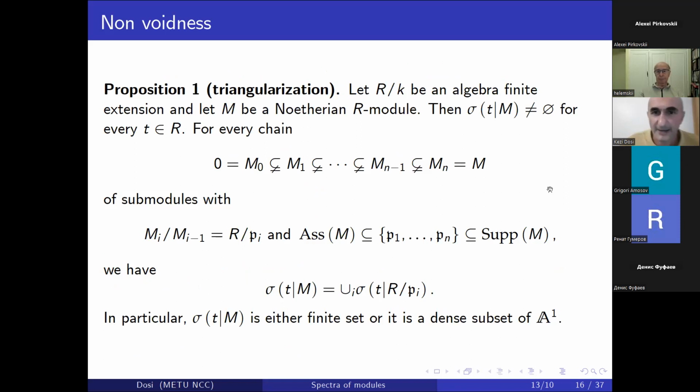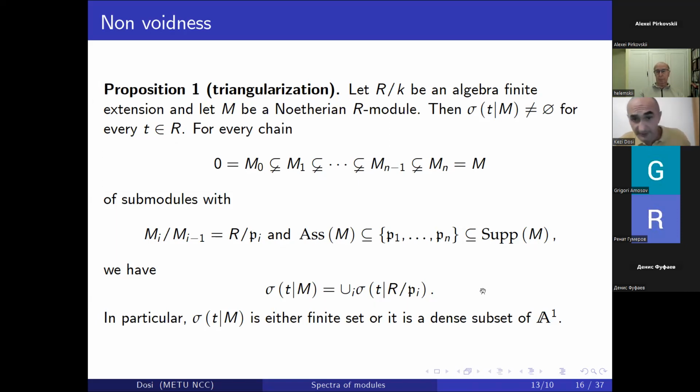Okay, let's turn back to the same result I told you about triangulation, modifying it a bit in the following sense. Look, R is again a finitely generated algebra extension of K, M a Noetherian R-module, T from R, then spectrum is never empty. That's good. How to calculate the spectrum, like in linear algebra? We can take this chain, whose gaps are R over Pi. Do you remember this one? Associated primes among P1, ..., Pn are inside of support. So spectrum can be calculated over gaps. T has an action over this module R over Pi, getting the spectrum and getting this union. So that will be your spectrum.